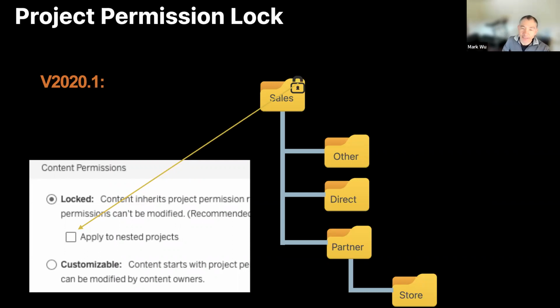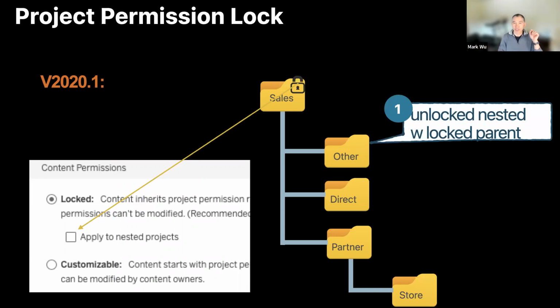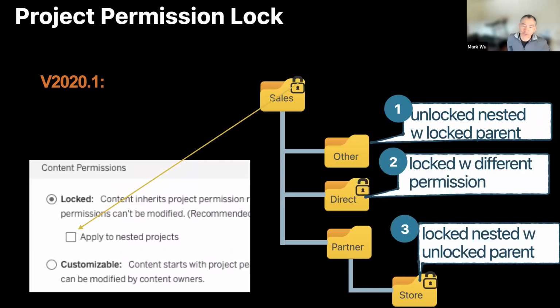Again, this is customizable, I can even lock the lower levels. I'll show you. Each project can be controlled independently. I can set it up this way. So what does it mean? The sales level is locked, but does not apply to nested. In the direct project, which is one level lower than sales, I lock it as well, but it is locked with a different permission set from sales. Think about that. And the level 3 store project is also locked, but with a different setting. You have tons of flexibility. I know this is too dry, but let me give you an example.